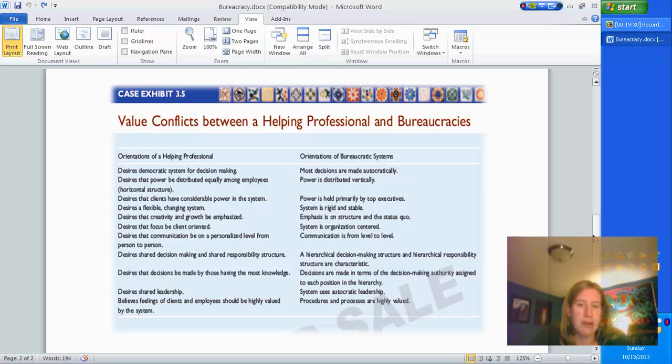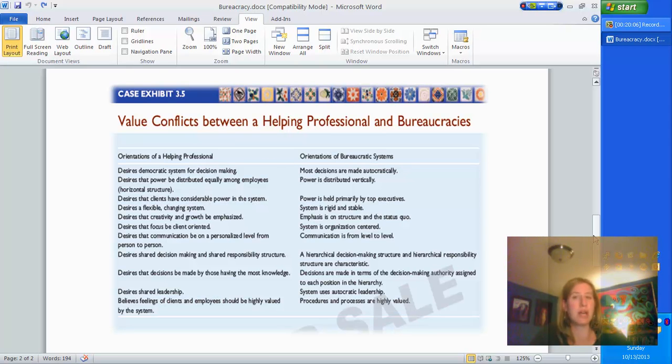Let's see, how about another one? A helping professional desires a flexible, changing system, and a bureaucratic system is pretty rigid and stable. So that might be really frustrating for us as social workers to be working in that kind of rigid system. And again, some social workers do really well in bureaucratic systems, and they can fly under the radar and feel like they can still make some changes and do some great work with clients and not feel negatively affected by working in that bureaucratic system.